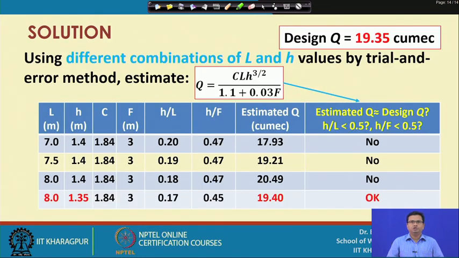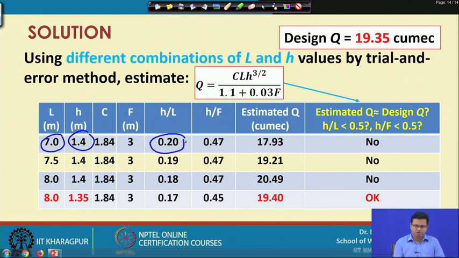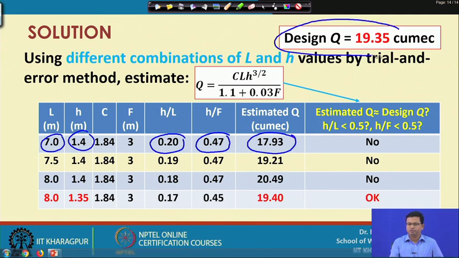So, I can use this table. So, I have started my assumption from L equal to 7. So, if I am using L equal to 7 and H equal to 1.4, then I am getting H by L equal to 0.2, H by F is 0.47 and both are less than 0.5, and my estimated Q value is 17.93, which is much less than that of my design Q value, that is equal to 19.35 qmec. Now, I have to increase the value of L, so that the Q value will increase.